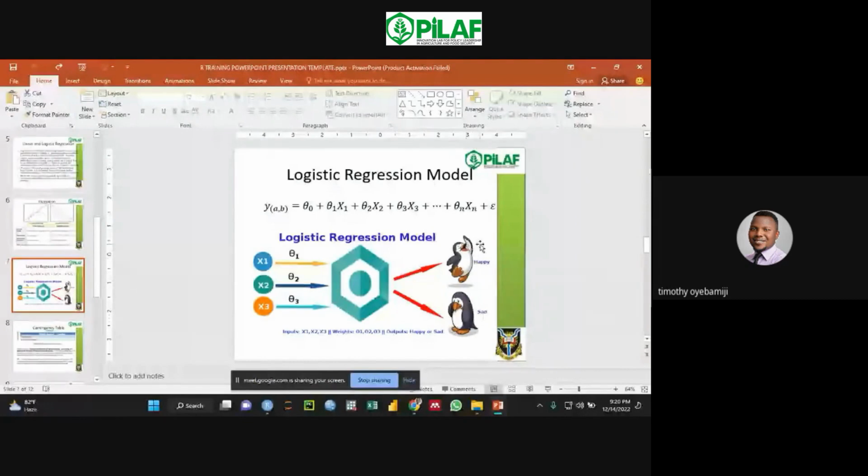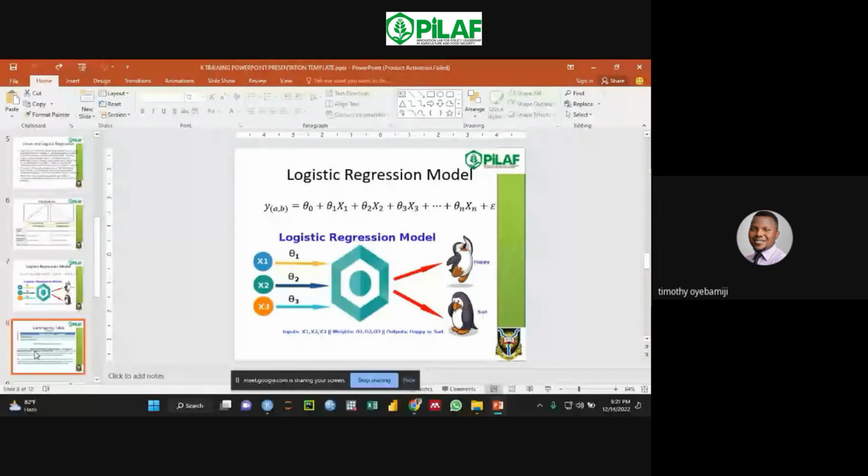Of course, when you know the probability of someone being happy, you automatically know the probability of that person being sad. So that's the essence of logistic regression. Unlike the linear model, you have just one continuous outcome.